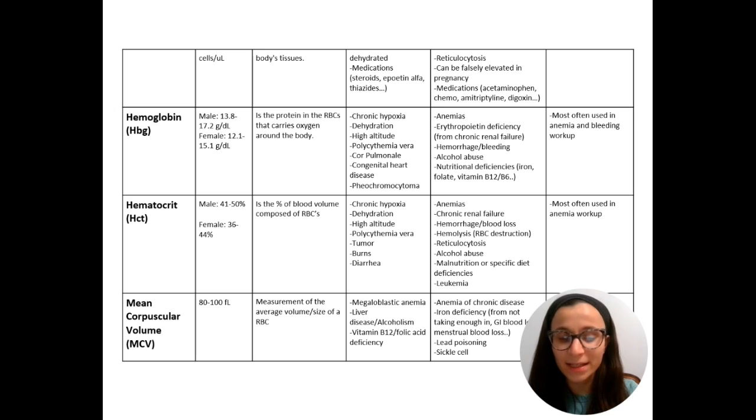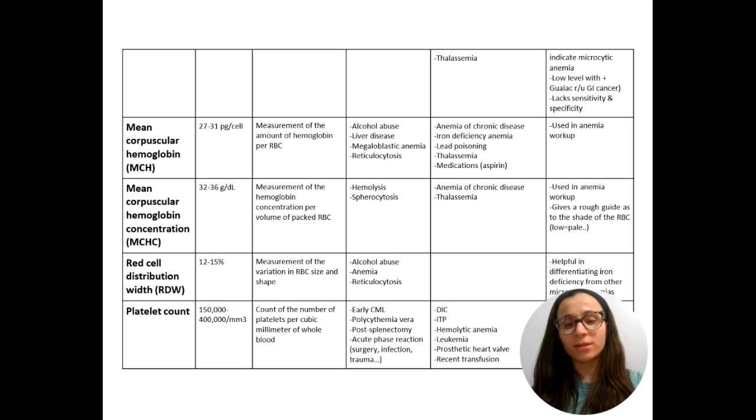So the normal is 80 to 100, and that's a measurement of the average volume, so the size, of the red blood cells. So you're going to see it elevated in megaloblastic anemia, liver disease, vitamin B12 or folate deficiency, which is usually in people who are alcoholic. And you're going to see it lower in anemia of chronic disease, iron deficiency, because they're not taking enough in, sickle cell, etc.